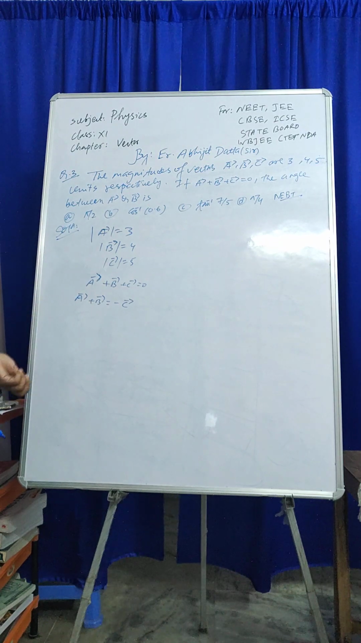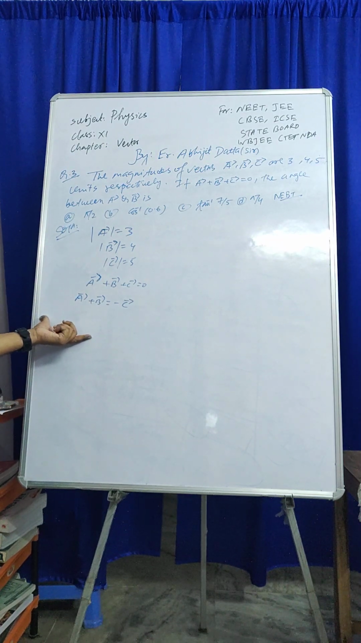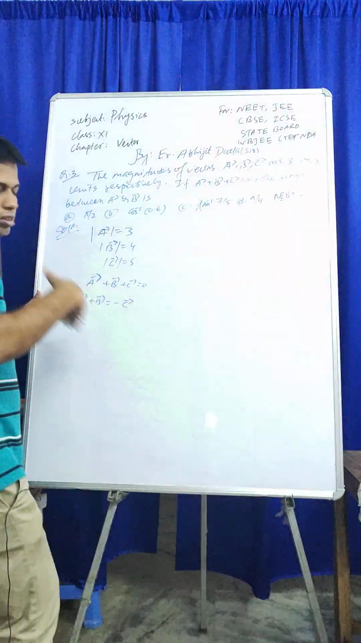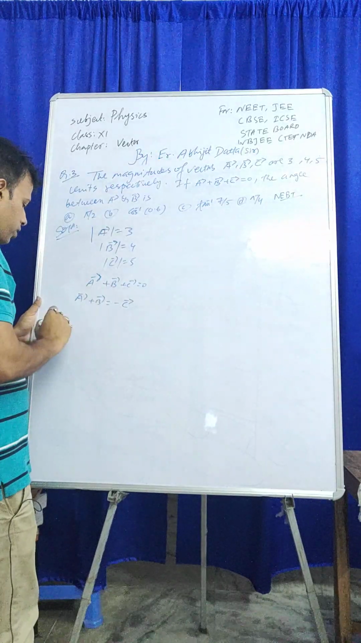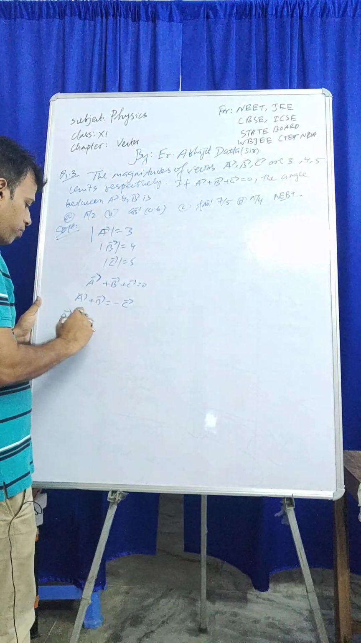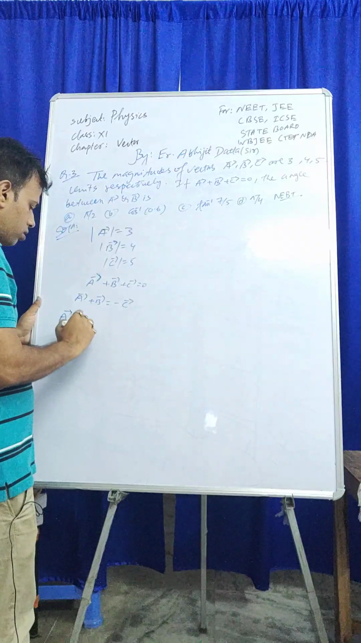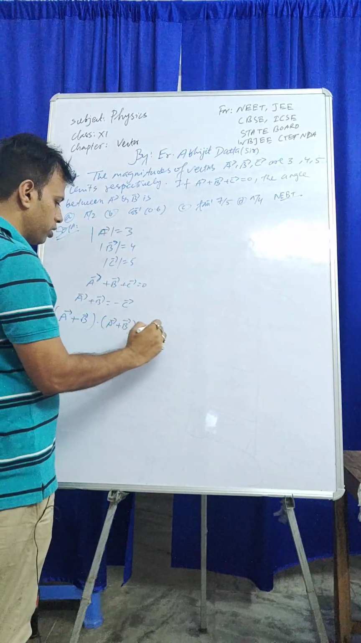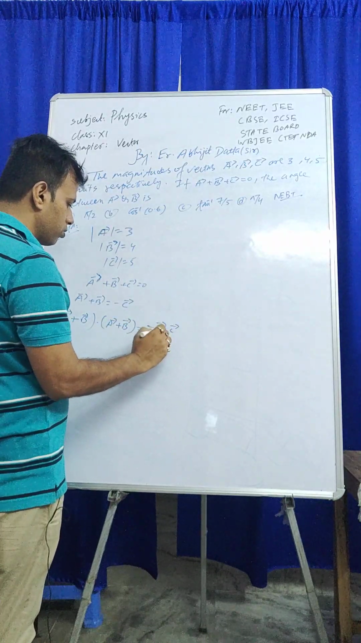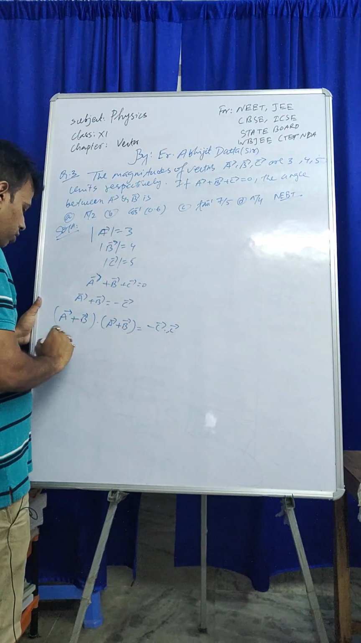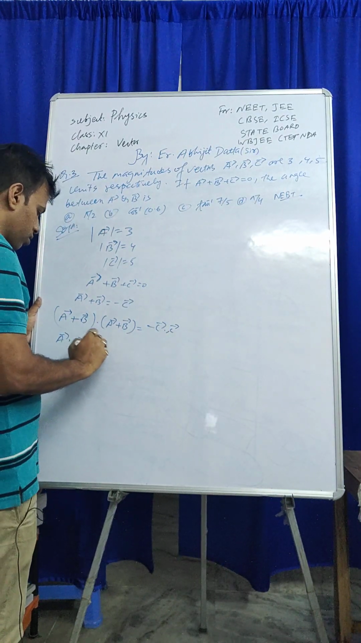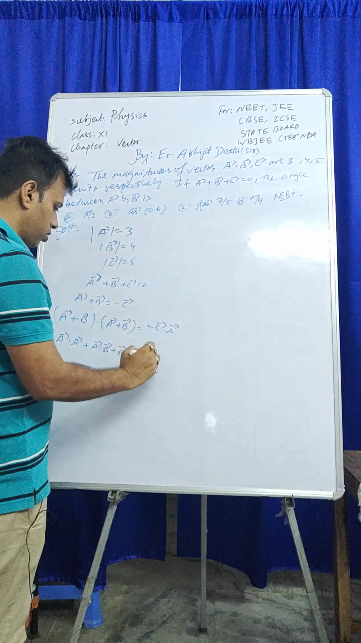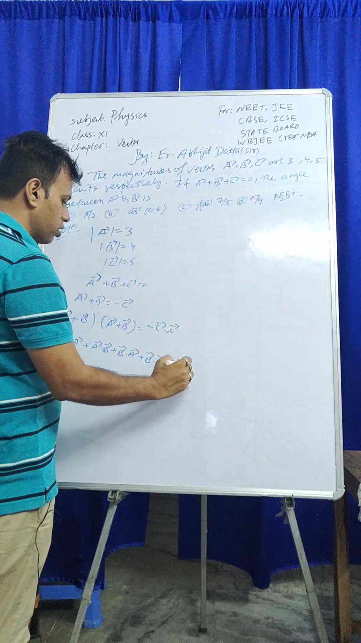Whenever you have to find the angle between two vectors, take these two vectors on the left side and the third vector on the right side. After that, if I take the dot product, it will come A vector plus B vector dot A vector plus B vector equal to minus C vector dot minus C vector. So it will be A dot A, A dot B, B dot A, B dot B equal to mod C square.